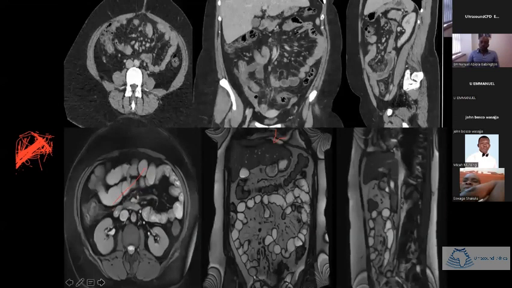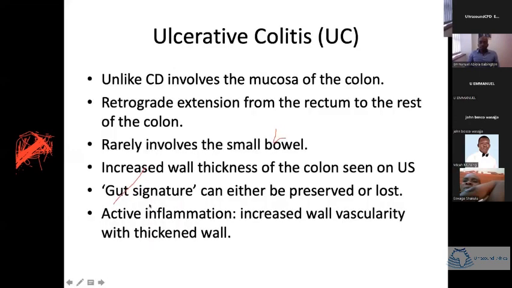So these were the CT images here, the transverse view, the coronal segment there, and the sagittal segment here of the bowel. And these were the MRI images of the same patient, the one done 10 weeks later. So that's Crohn's disease. We'll move on to the next slide.